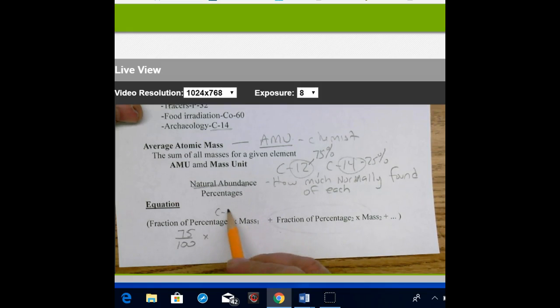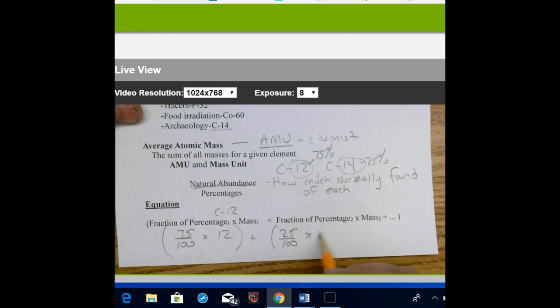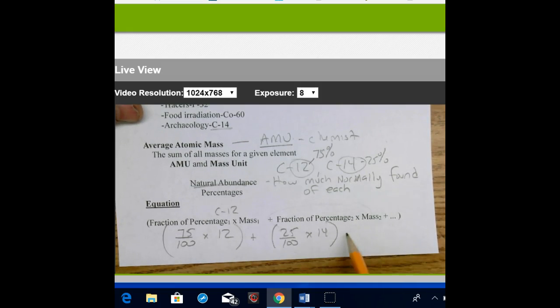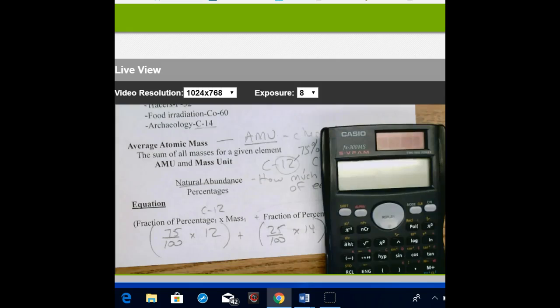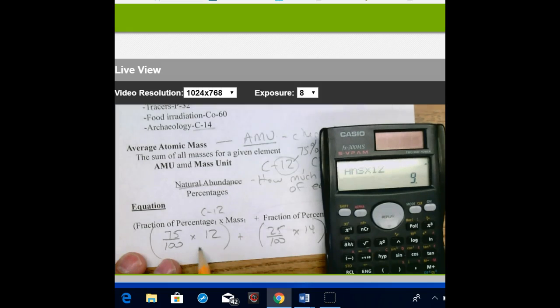If this was carbon 12, we would say it's 12. And then we take the next one, carbon 14, we'd say 25 over 100, and we would times by 14. And if we had another one, we'd keep adding it. But here we don't have that. And then we would just do the math. So for this one, I would take 75 divided by 100, and then I times that by 12, and that would give me 9.